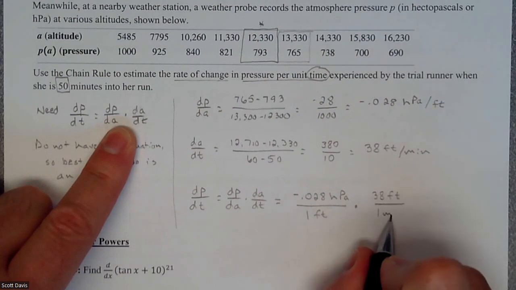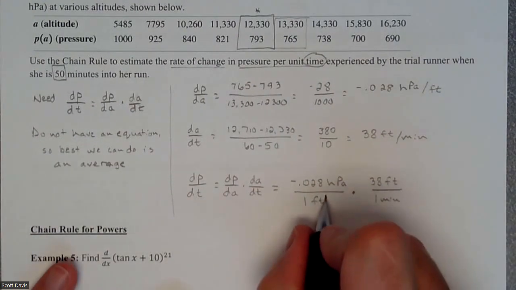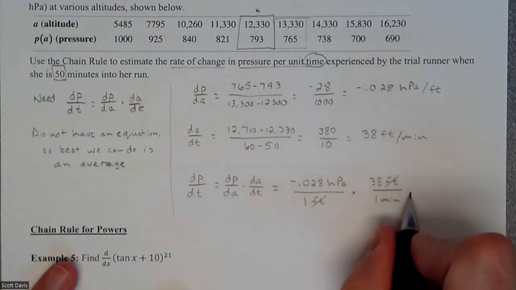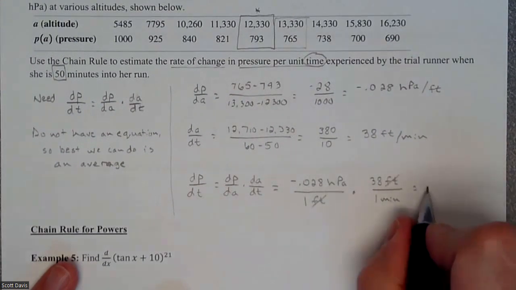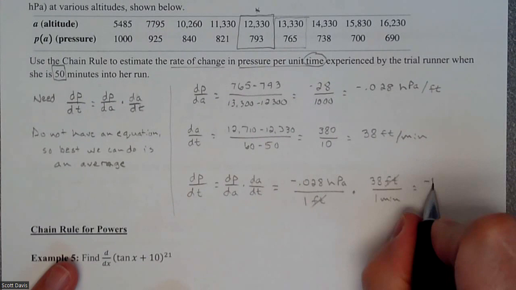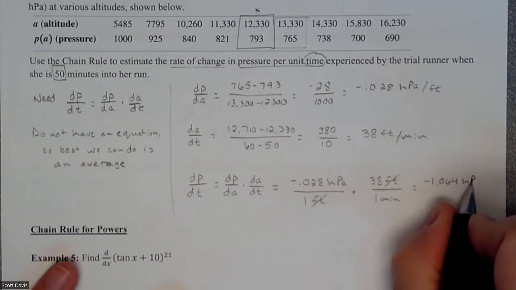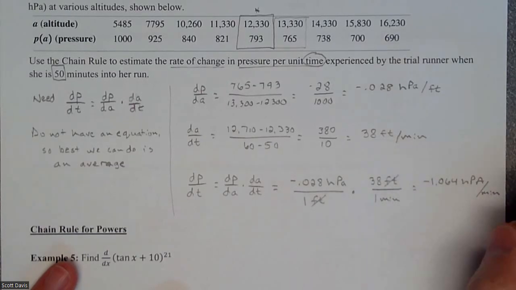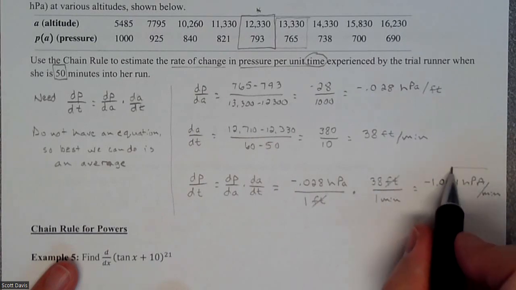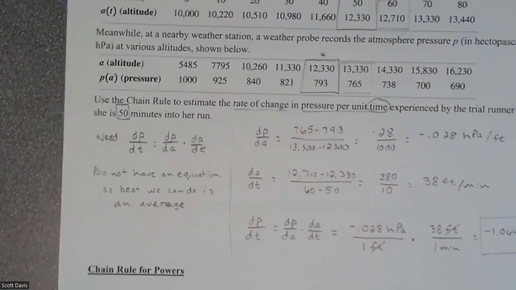per 1 minute. All right, so now if I multiply this together, cancel out my labels, feet are going to cancel, and we're going to get this value times 38. And if I multiply that together, that's going to give me a negative 1.064 hectopascals per minute. And that was the rate at which the pressure was changing with respect to time. All right, so that was a word problem involving a chain rule.